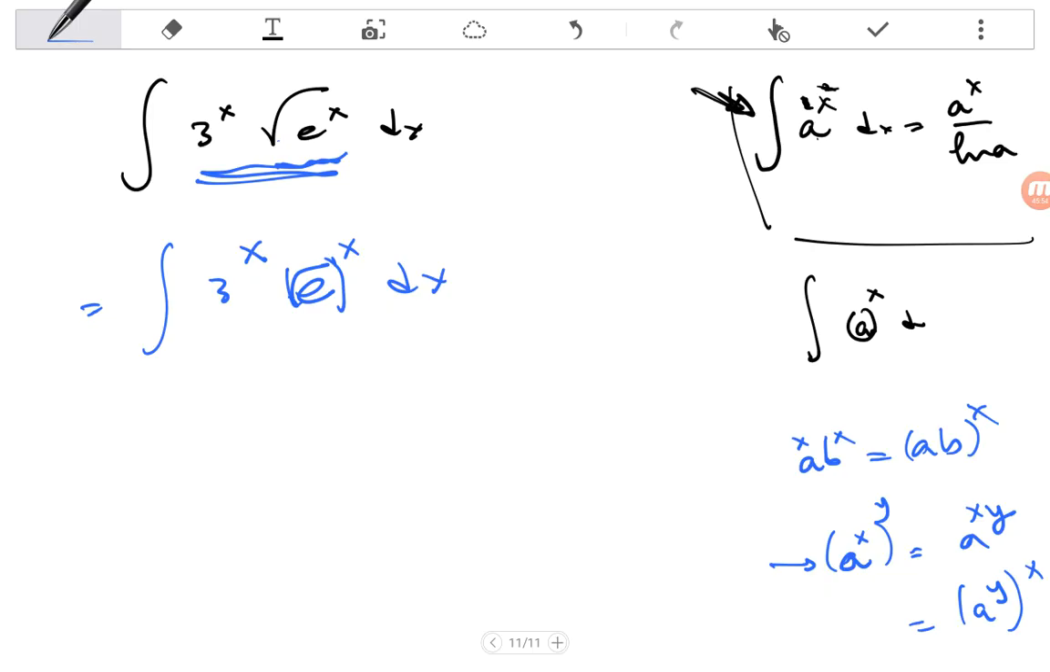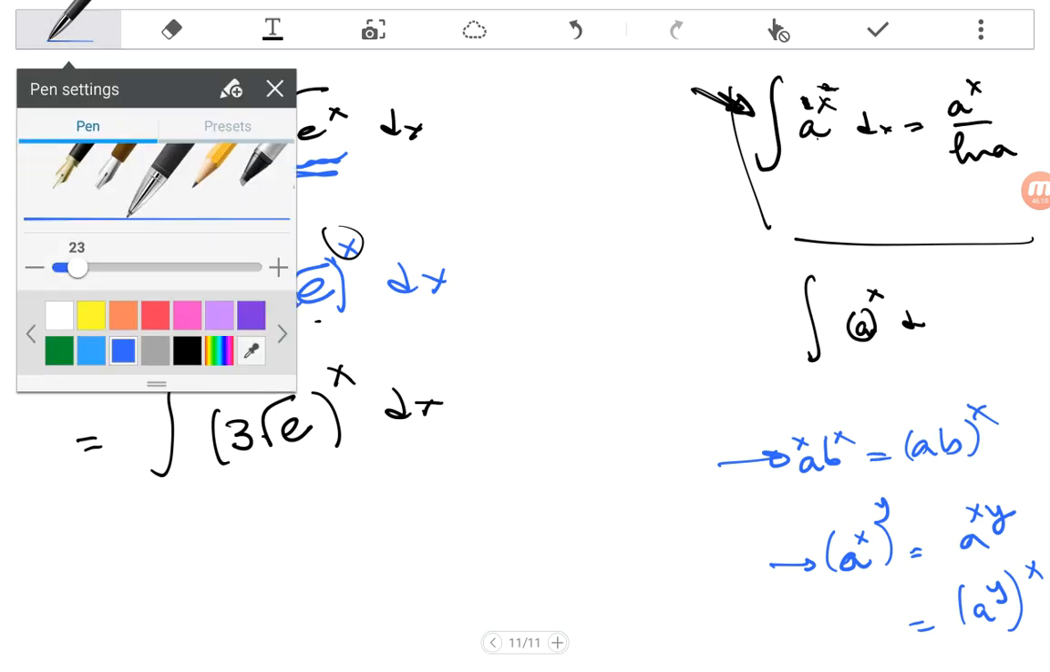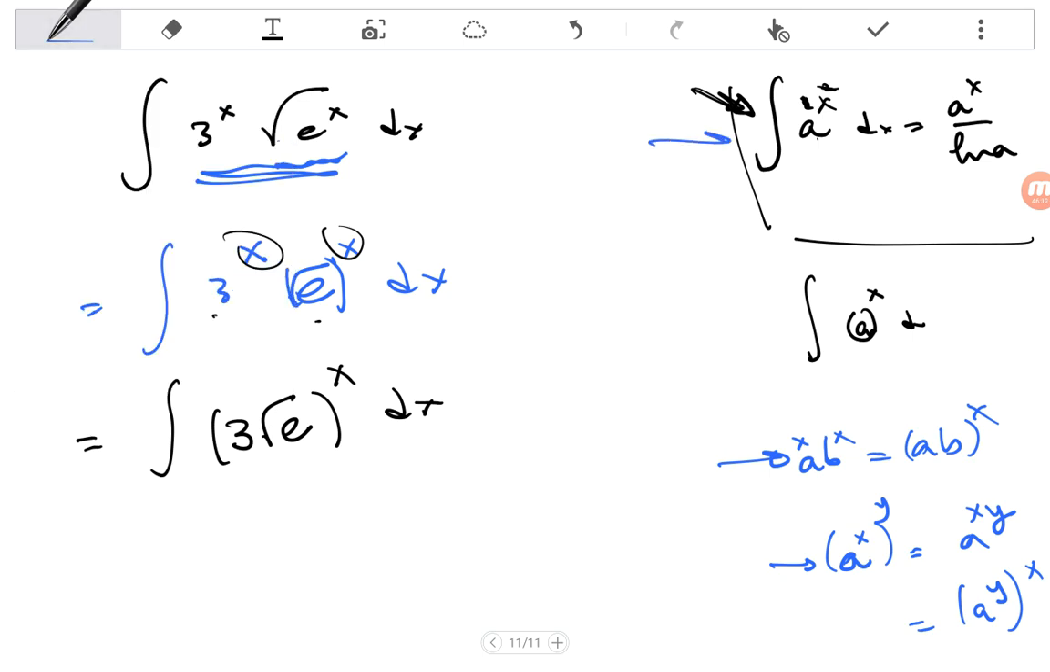Yes, it is the same. Now I can apply this rule, because now I have the same powers and these are constants. So I can say that this is just 3 times root e, all power x. Now, can I apply this rule on this expression or not? Yes, it is a number power x, which is exactly the same form that we have here. So that will be the same expression, which is 3 root e.